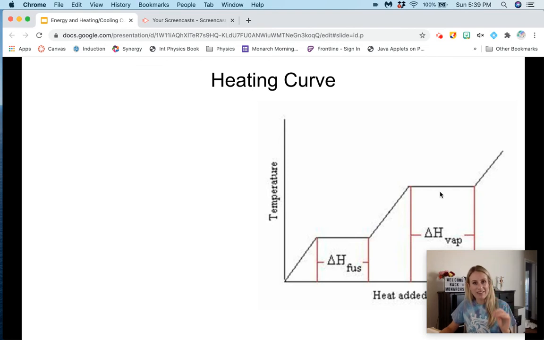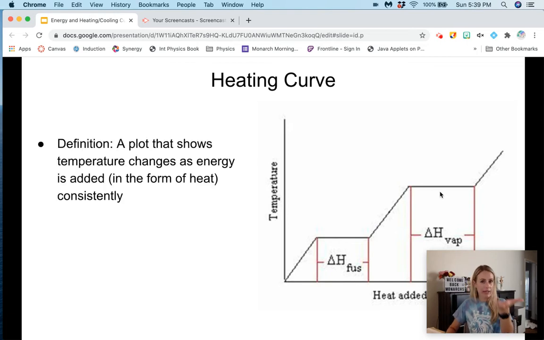The main point that we wanted you to take away from this was to look at these plateaus when we have a phase change. This is the most interesting part about heating curves: when we have a phase change from, say, a solid to a liquid or a liquid to a gas, the temperature of that substance is not changing because all of the energy that's being put in is going toward that phase change. And that's a very, very important part of this lesson. The definition of a heating curve is just a plot that shows temperature changes as energy is added in the form of heat consistently.